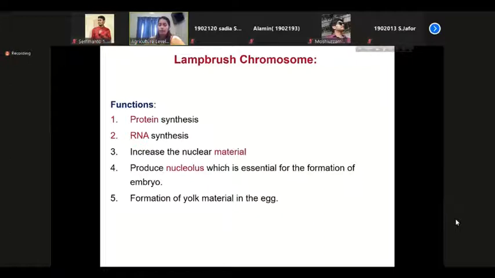I told you at the beginning where the Lamb-Brush chromosomes are mostly found. Mostly they are found in the oocytes. Oocytes means the growing eggs or the growing cells which have started to produce the embryo. So for formation of the embryo, the egg yolk, that means ডিমের কুসুম as we say, has the Lamb-Brush chromosome, and these are very important for producing the egg yolk of a fertilized egg. They are essential for producing the egg material as well as embryo development.